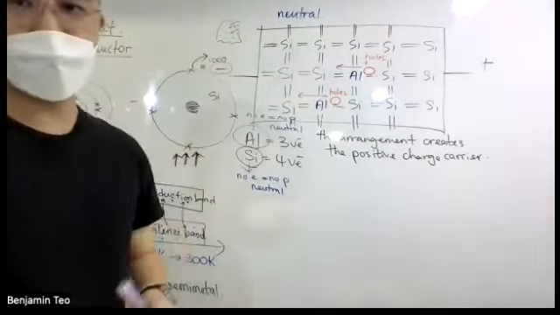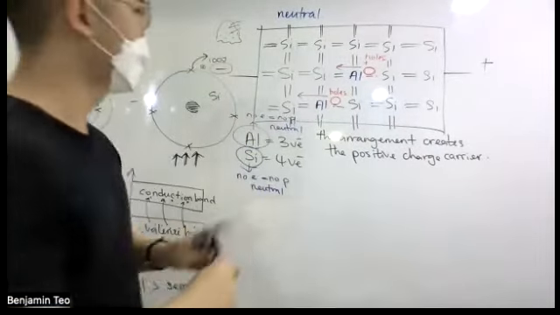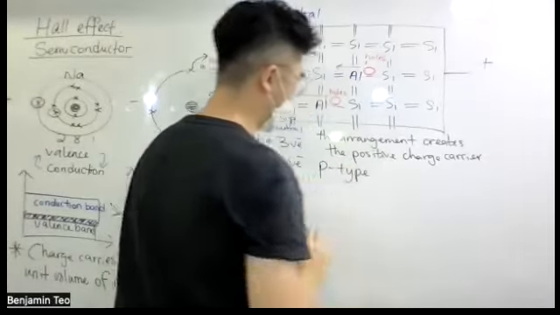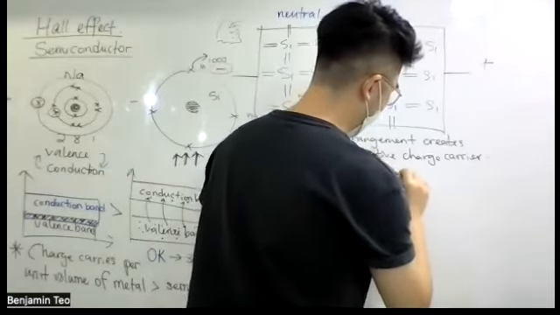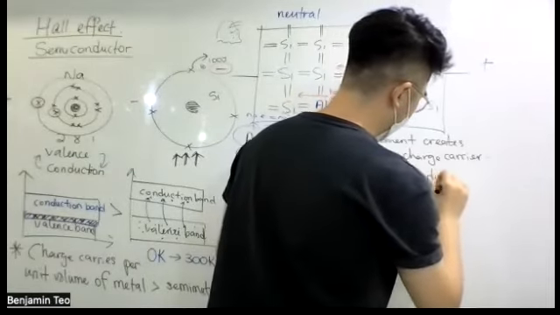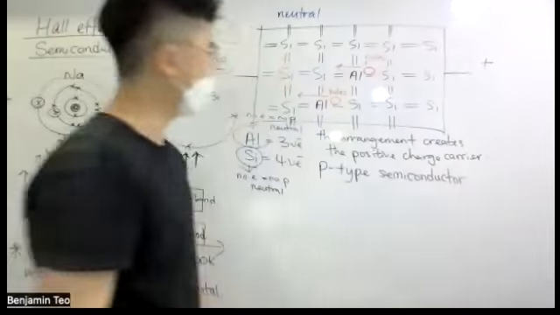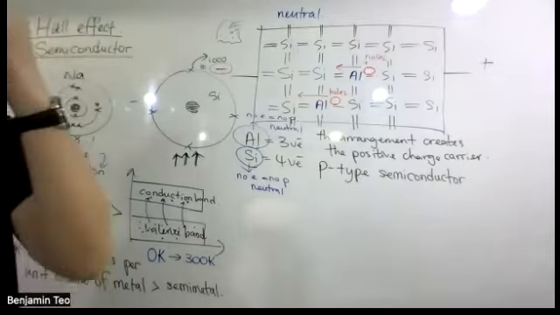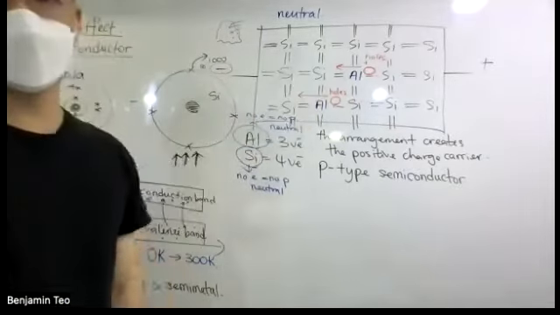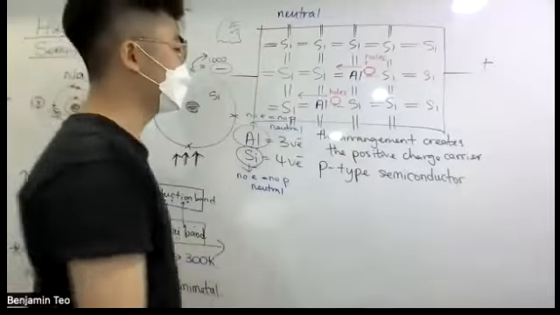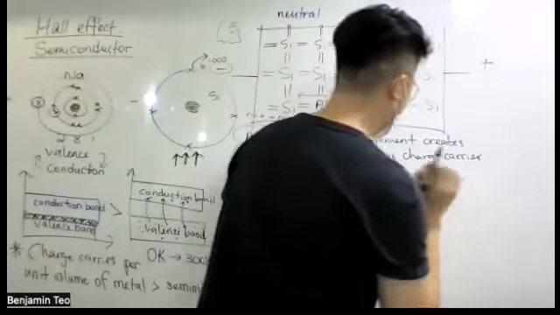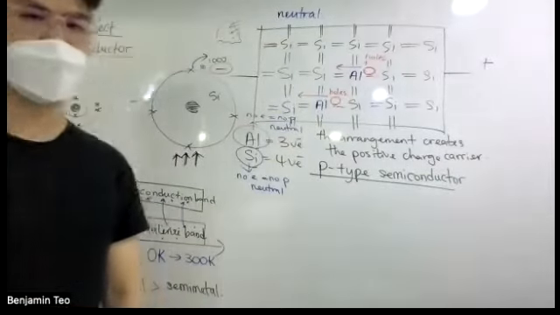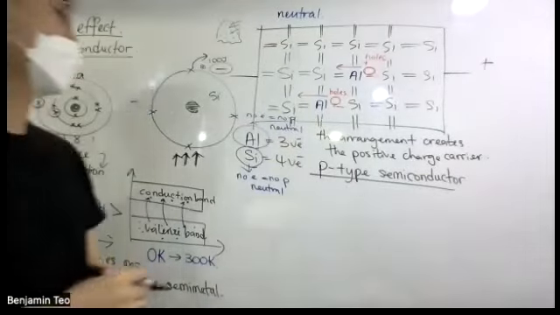Such a semiconductor is called a p-type. Okay, this is what you want to remember. P-type semiconductor. P means positive. Why positive? Because you have created many, many holes. So your majority charge is a positive charge. That's why we call it P-type semiconductor. P-type semiconductor, how do you create it? You mix with aluminum, or you mix with any atom that has only 3 valence electrons.